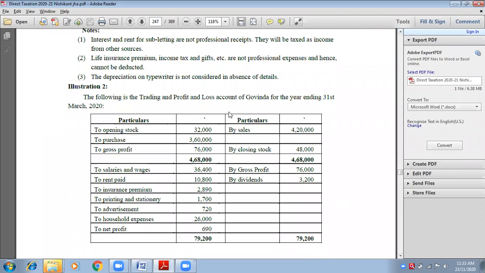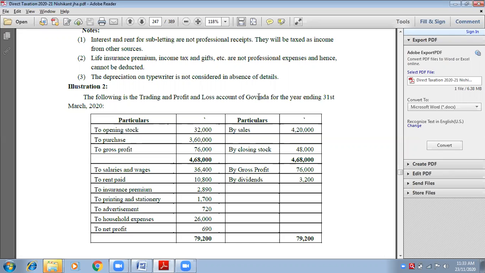See, look here. Profit and loss account of Govinda. So SSC will be Mr. Govinda. Legal status, individual. Are you guys writing? Yes, ma'am. Okay. Previous year 1920. Assessment year 2021. And PAN card number nil.